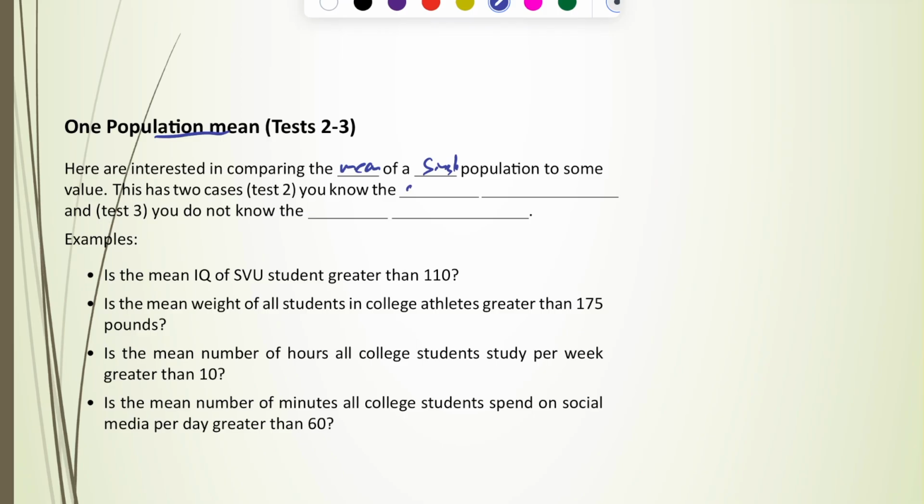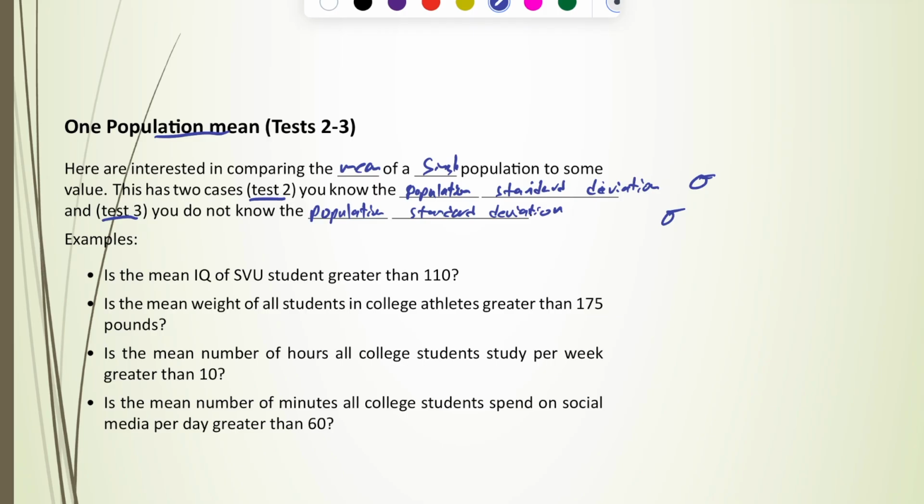One is the population standard deviation is known. And the other case is that you do not know the population standard deviation. Okay, so remember the population standard deviation is sigma. So if sigma is known, then that's test 2. If sigma is not known, there is a different procedure, and that's test 3.